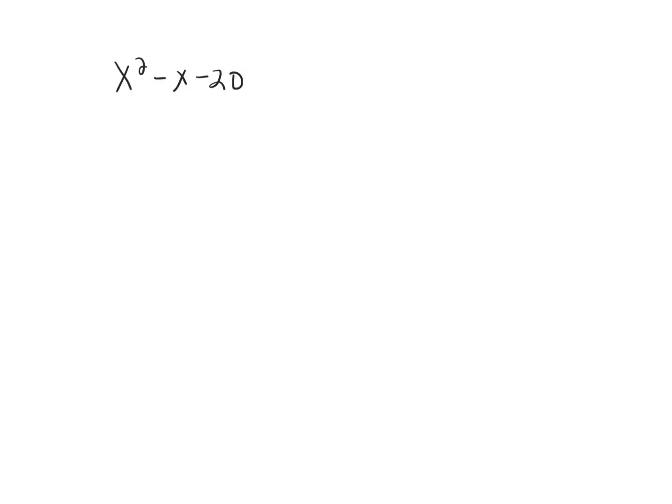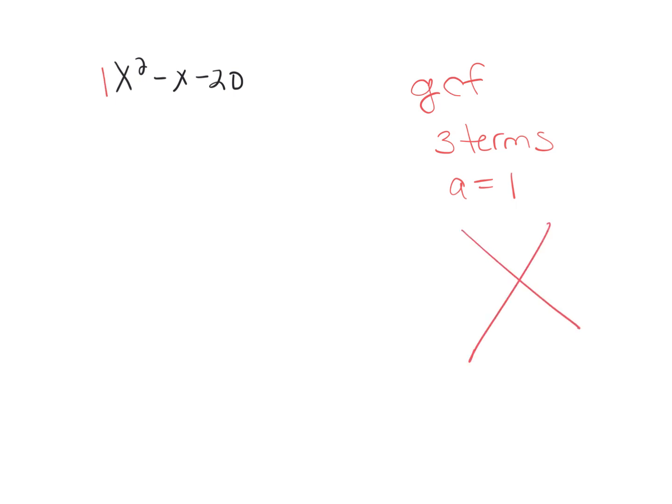Okay, our next one is x squared minus x minus 20. So we always look at a GCF first. This one does not have one. And then I look at the number of terms. I have 3 terms. And when I have 3 terms, the next thing I look at is what the a value is. And the a value happens to be 1 here. So I'm going to organize my thoughts by using that x. So I'm looking for 2 numbers that multiply to a negative 20 that add to a negative 1.